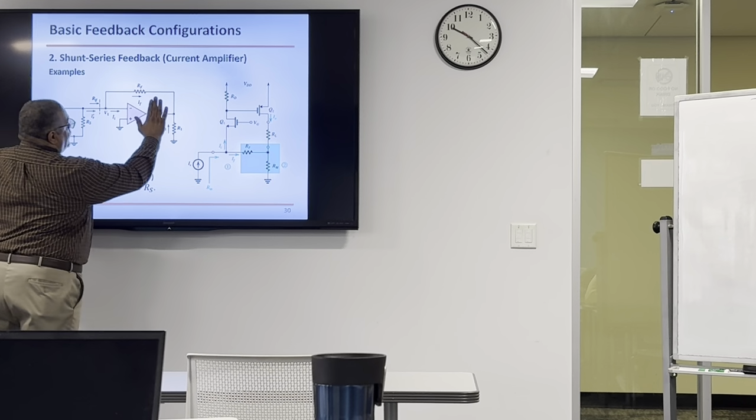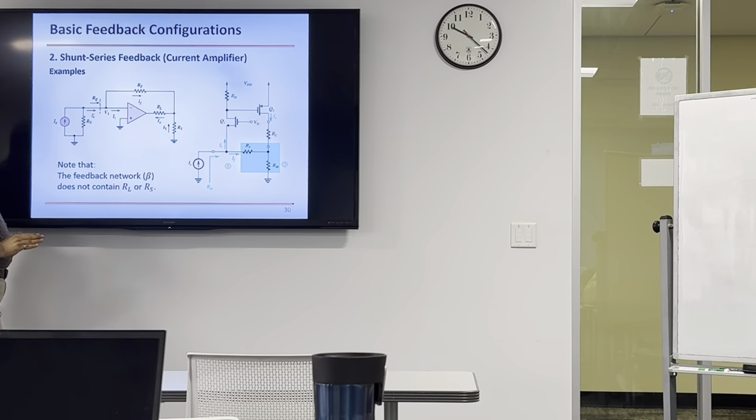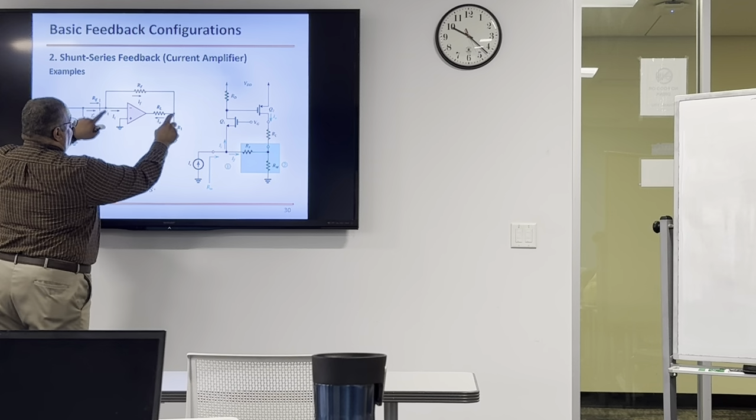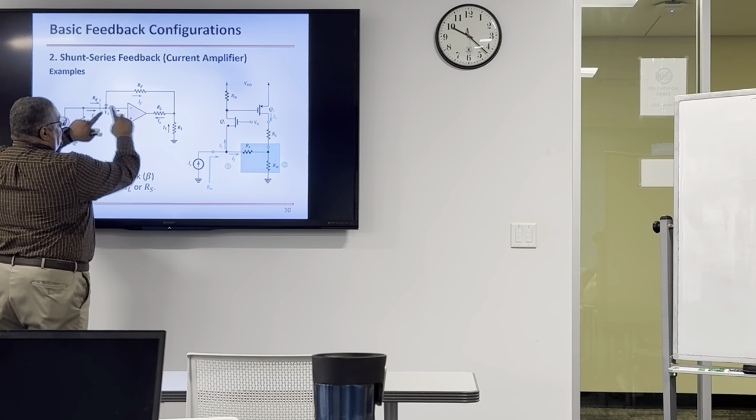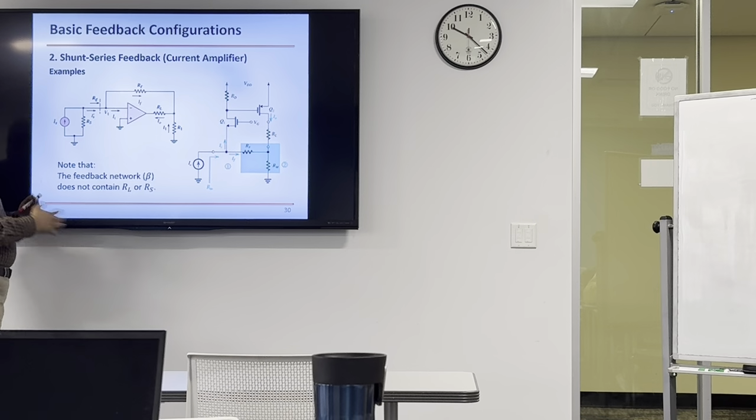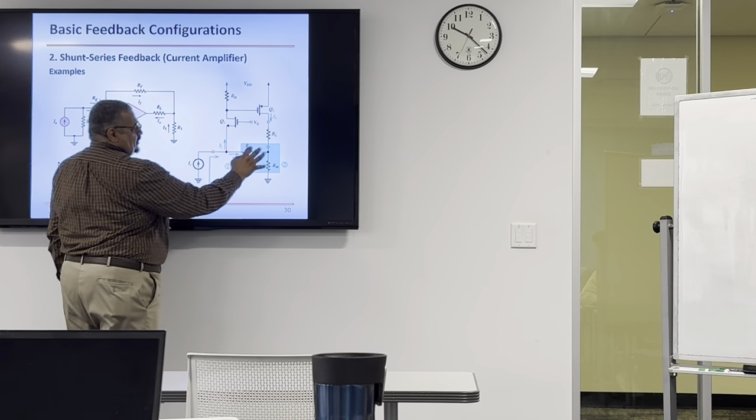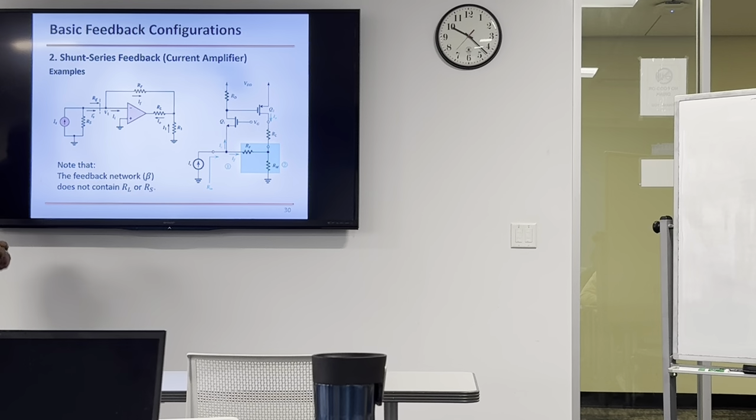So you're left with RF and R1, because they are connecting the input and output, right? This one connects to the input, and this one also connects to the input. So R1 and RF are part of the feedback network. This is the same, okay?